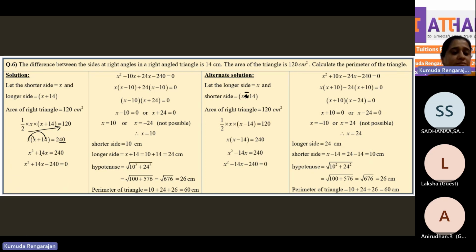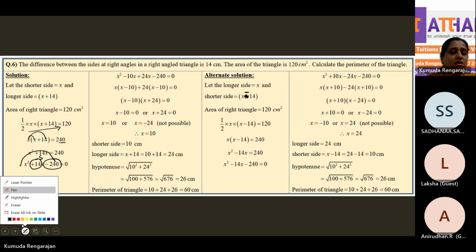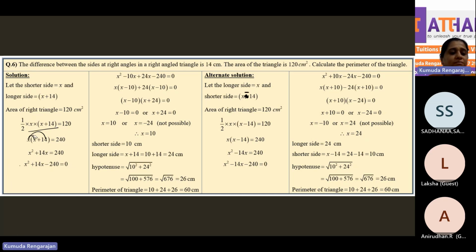See, this is the sum. This is the sum. And this is the product. If there's something here, you should multiply this and this to get the product. So here, this is the sum. Which one? This one is the sum plus 14 and this is the product. Now we'll have to split the middle term.